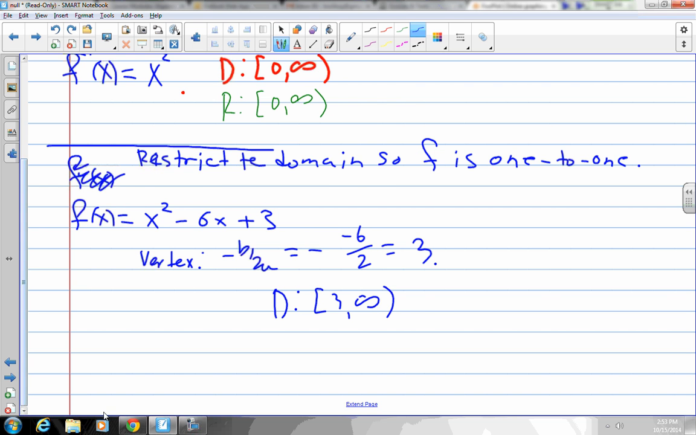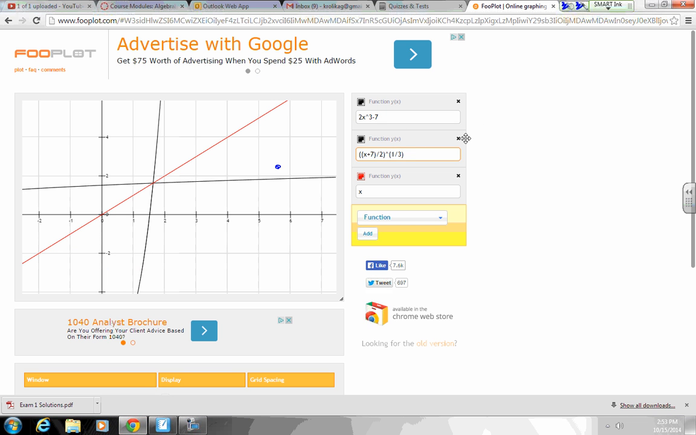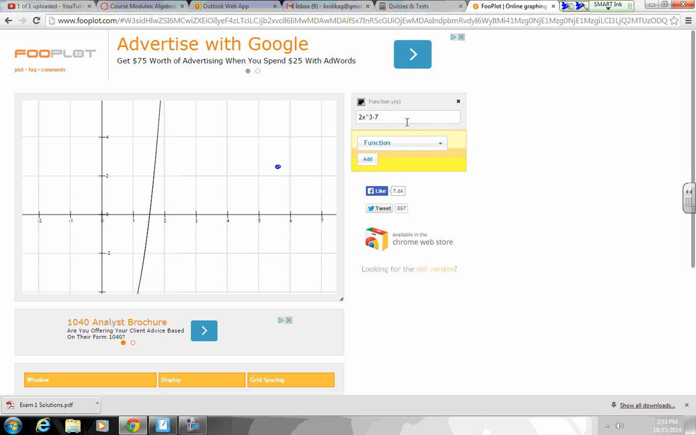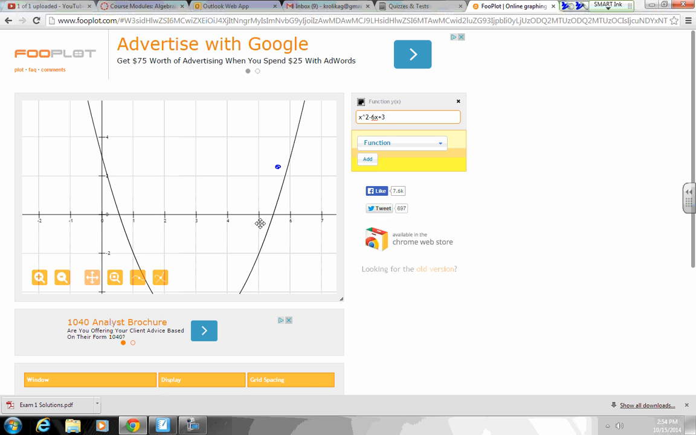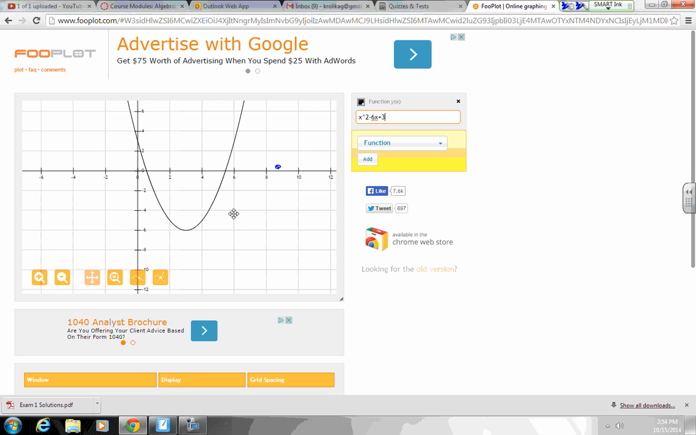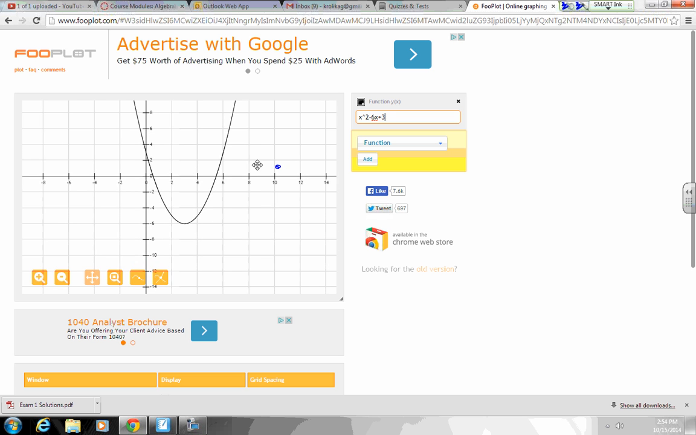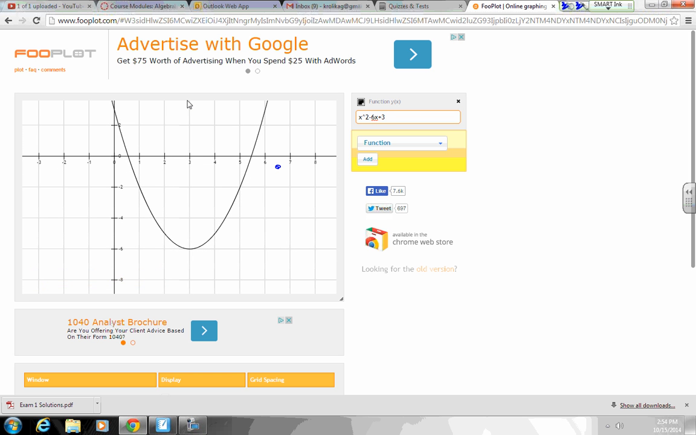Well, this is what we did. If I just graph that, what was my function? x squared minus 6x plus 3. Here's the graph. It's not one-to-one, but what we did, we cut it at 3 and just took the right part of it, from 3 to infinity. That's our domain restriction. It made that function one-to-one.